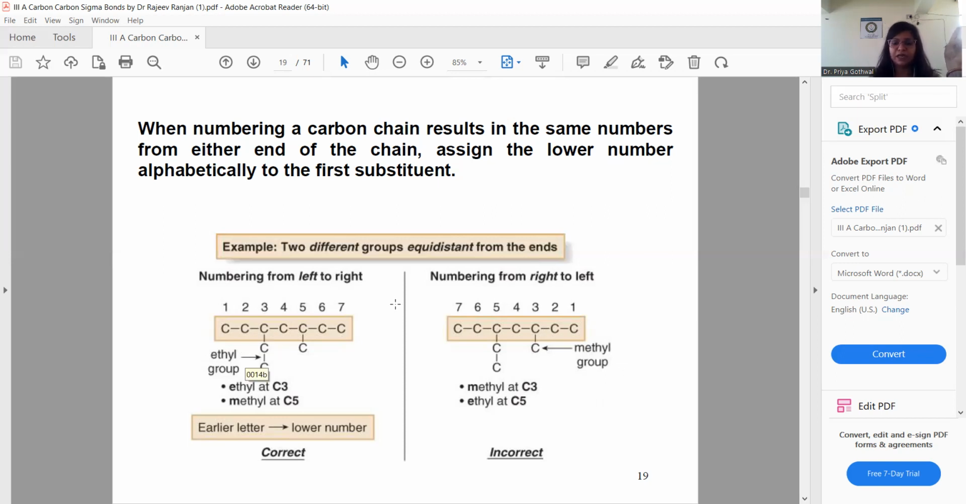In the second case, numbering from right to left, the methyl is at C3 position and the ethyl at C5 position. Alphabetically, this is the wrong decision for numbering. So the correct sequence is numbering from left to right, having ethyl at C3 and methyl at C5 position of the longest carbon chain containing compound, which is an alkane.